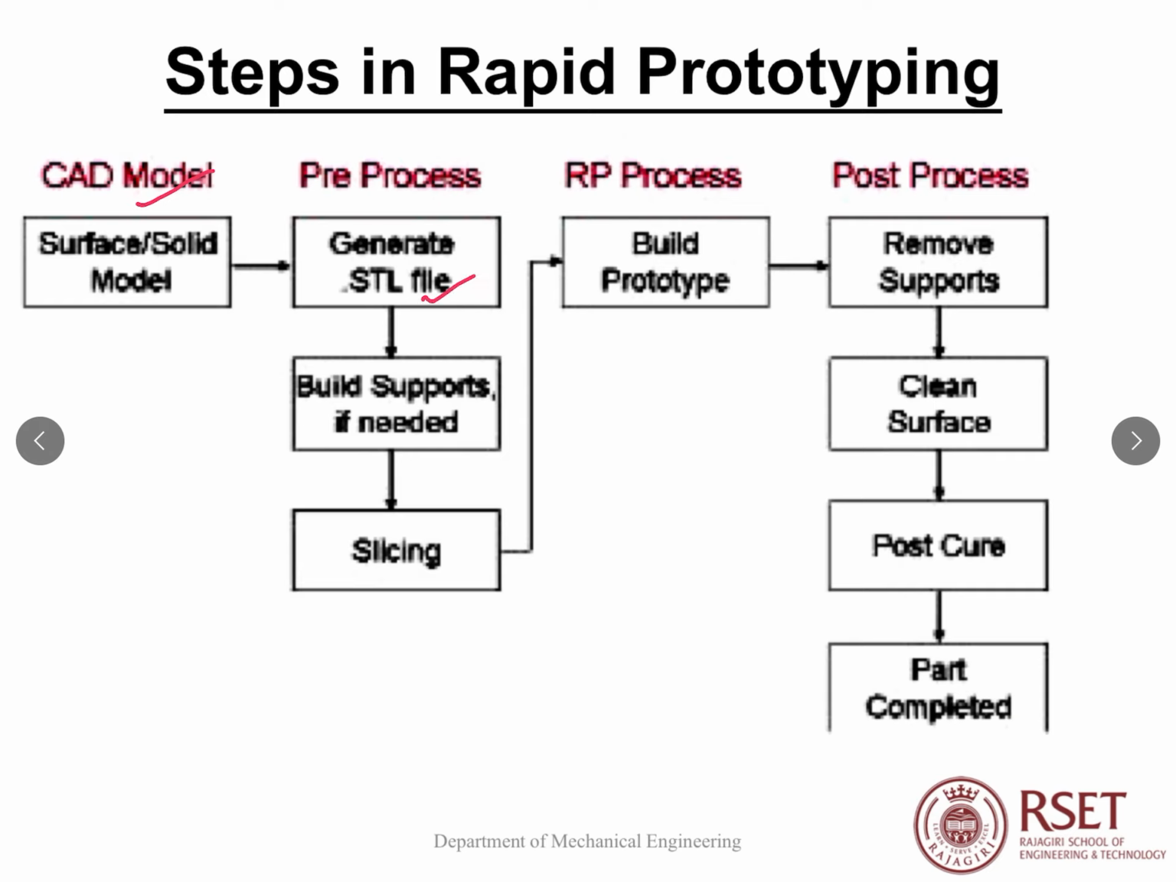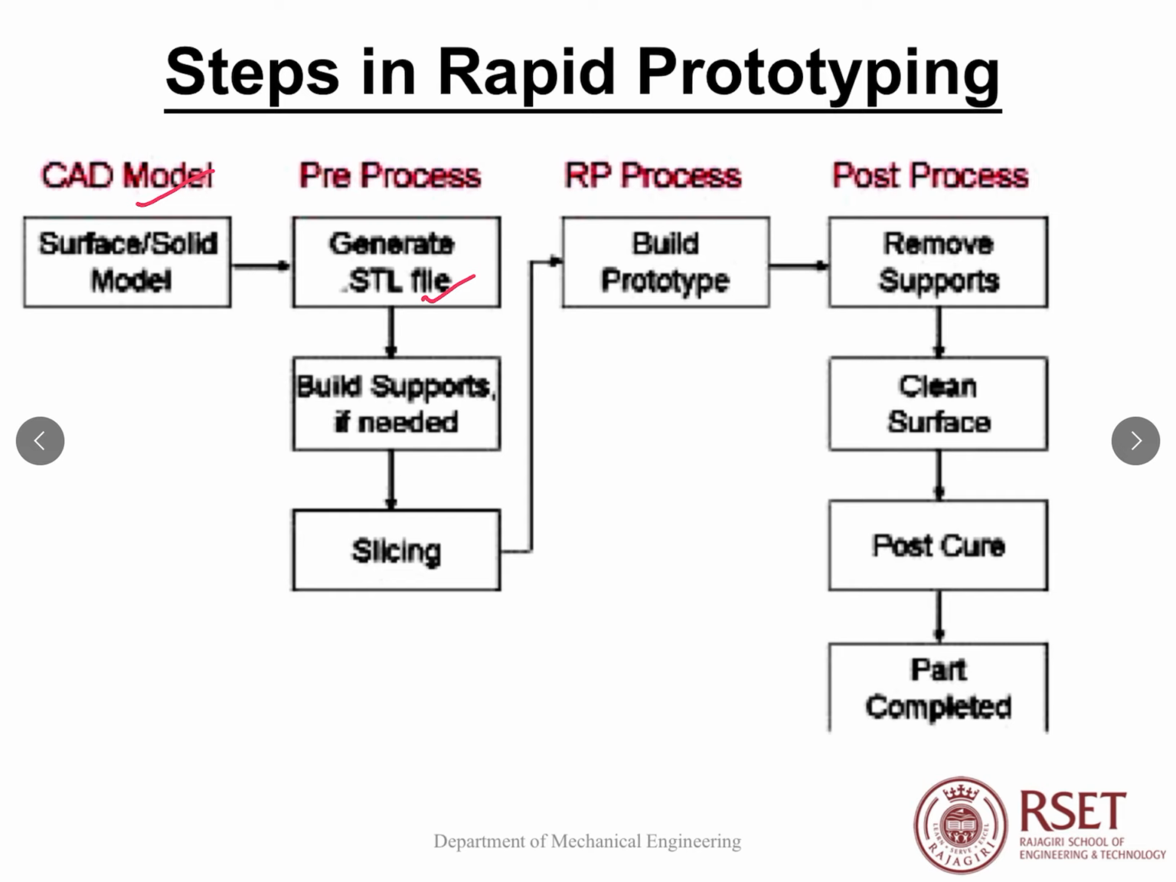STL stands for standard triangulated language file. Here the images get converted to small triangles, that is the STL file. Then it also builds supports. Certain structures won't have enough strength to sustain themselves while manufacturing, so we give temporary supports that can be removed in later stages. So we build supports if needed.